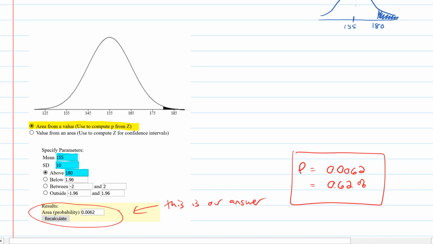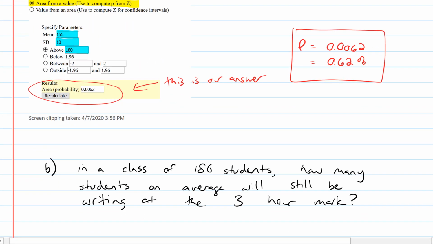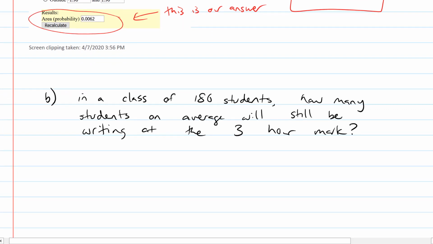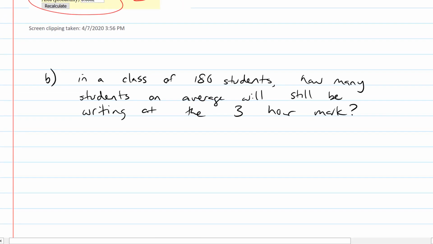So let's take a look at part B. In a class of 180 students, how many students on average will still be writing at the 3-hour mark? So in order to do this, we're going to use the idea that the probability of still writing is equal to the number of students that are still writing divided by the total.